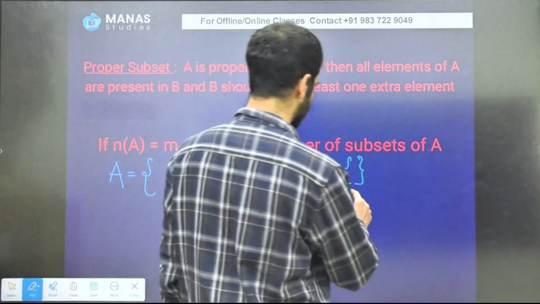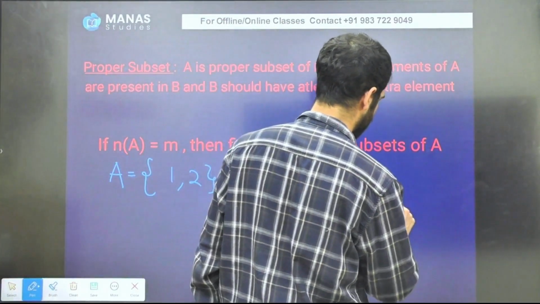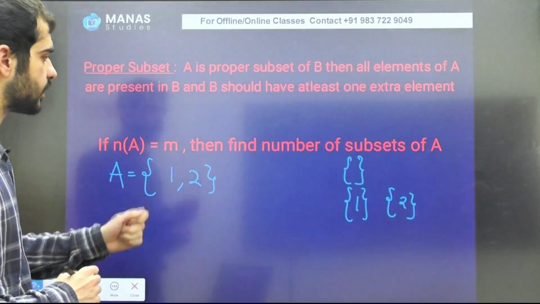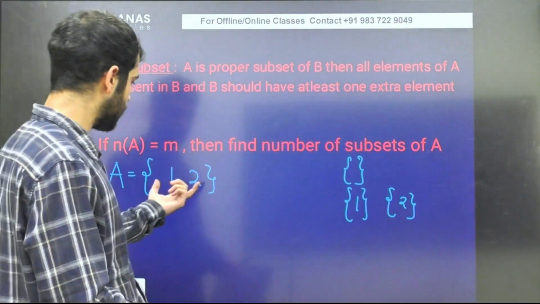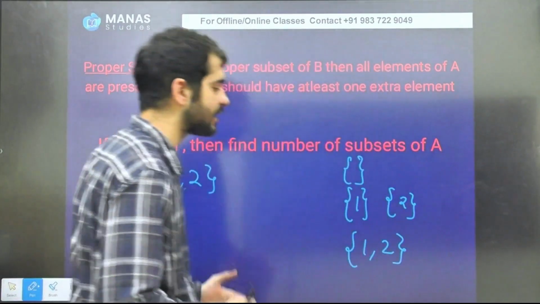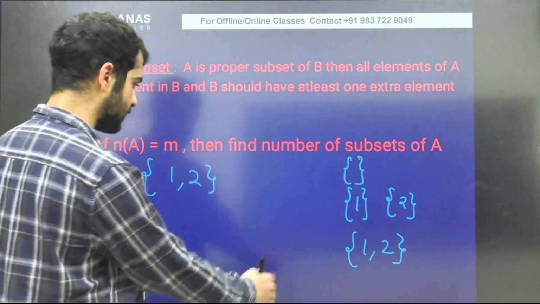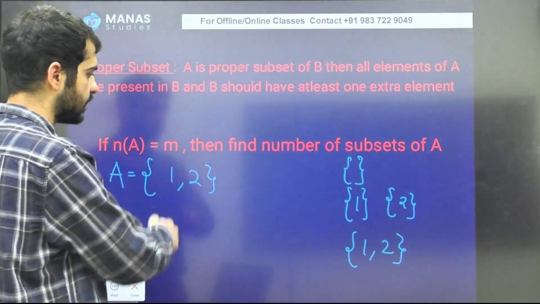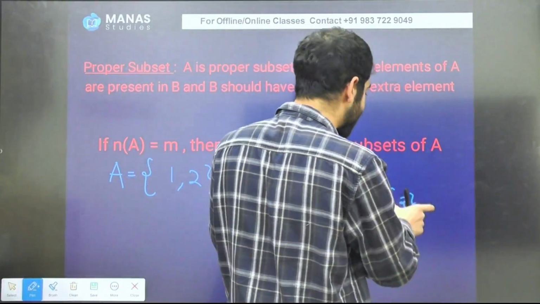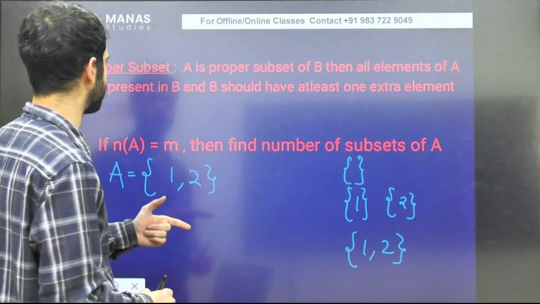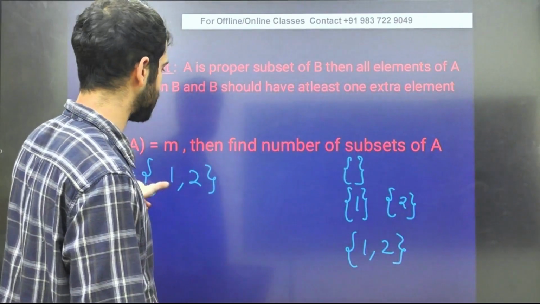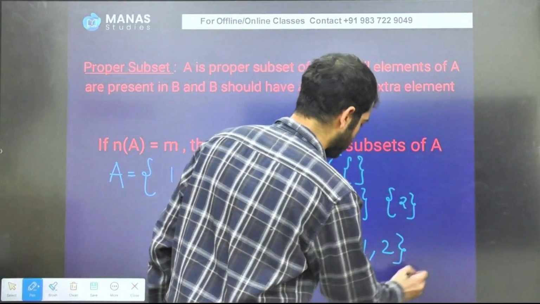Another possible subset could be {1}, {2}. Those are the sets containing exactly one element. Now there is also a possibility that both these are present. This won't be a proper subset, but it will still be a subset because all the elements in this are also present in this. So we can say that a set containing all these as elements will be the improper subset. So as we can see, the subsets of the set A are going to be these.